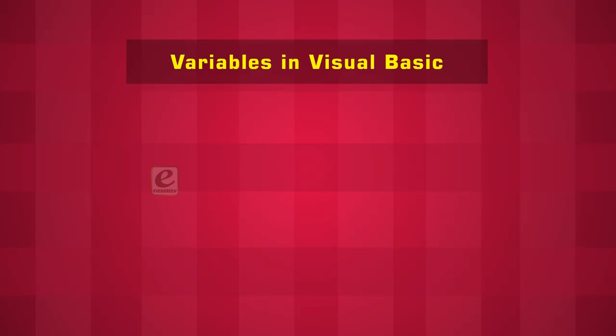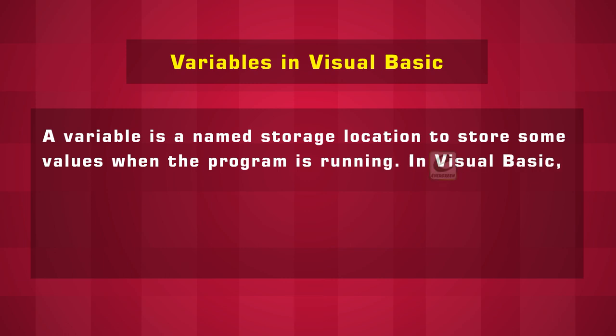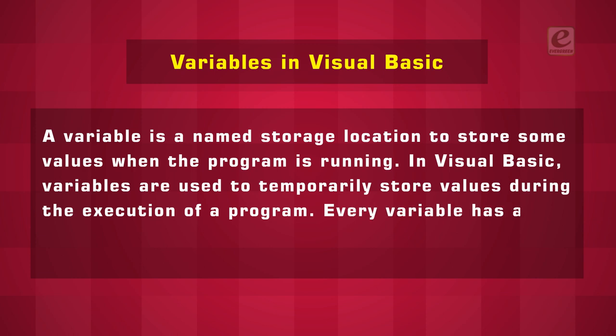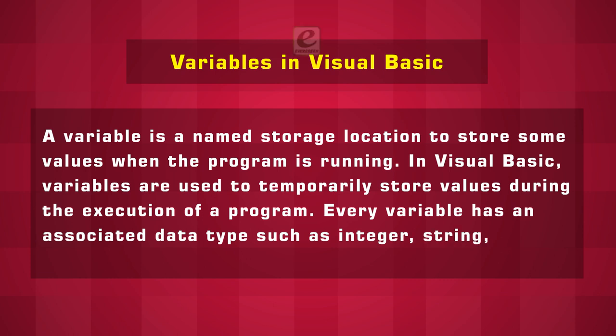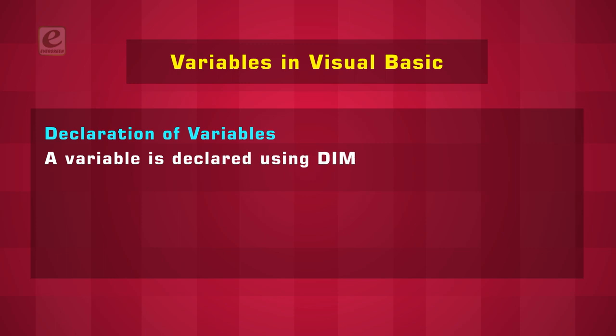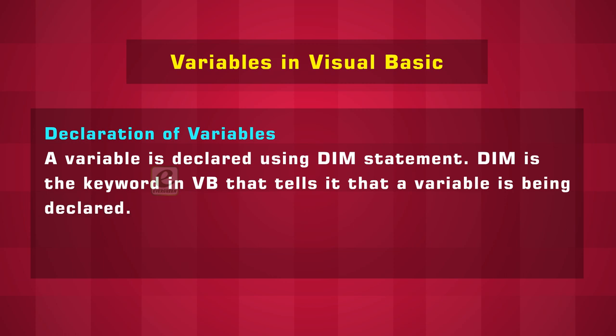Variables in Visual Basic. A variable is a named storage location to store some values when the program is running. In Visual Basic, variables are used to temporarily store values during the execution of a program. Every variable has an associated data type such as integer, string, date, etc. Declaration of variables. A variable is declared using the Dim statement. Dim is the keyword in VB that tells it that a variable is being declared.